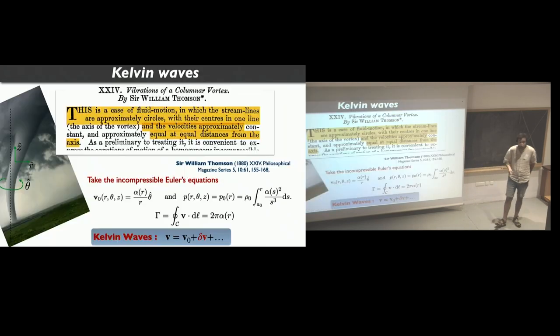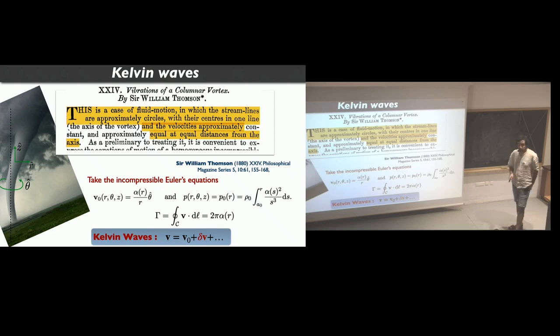So let's go to Kelvin waves. Kelvin waves were obviously discovered by Kelvin, Lord William Thomson, and this is how his paper starts. It's an amazing paper to read, modulo the equations and the notation of the 19th century. It starts by saying what a Kelvin wave is: the case of fluid motion when the straight lines are approximately circles with the centers in one line. It's written in a spirit that I wish I could write today.